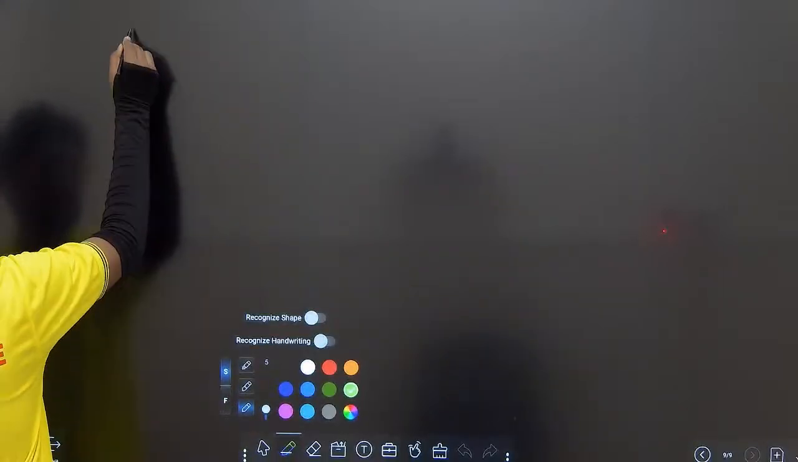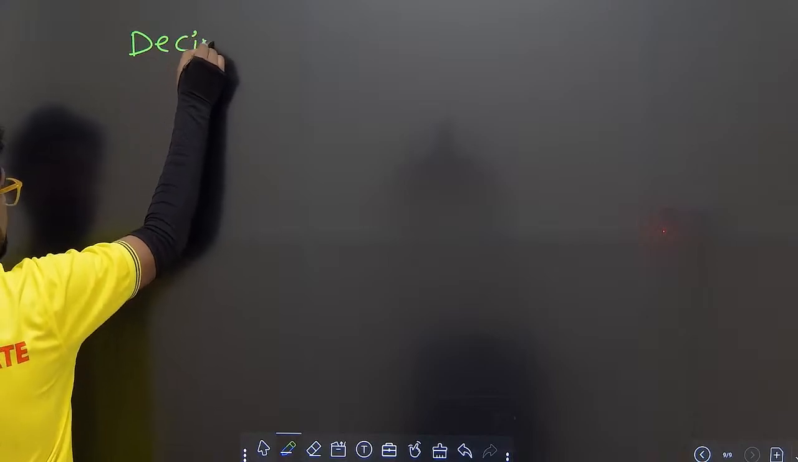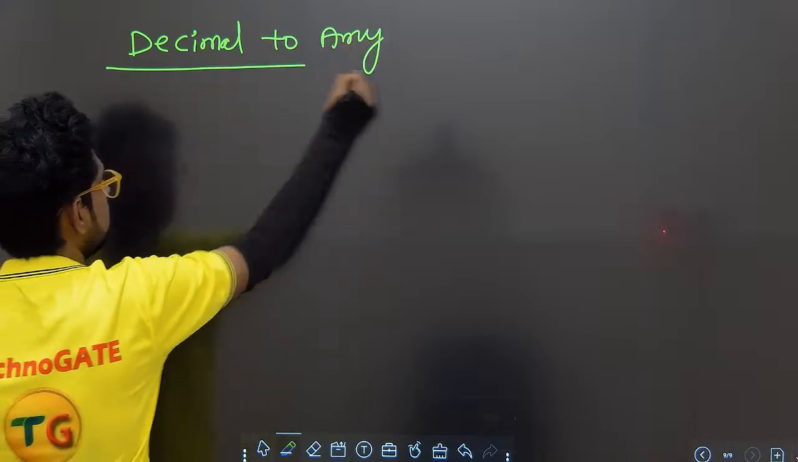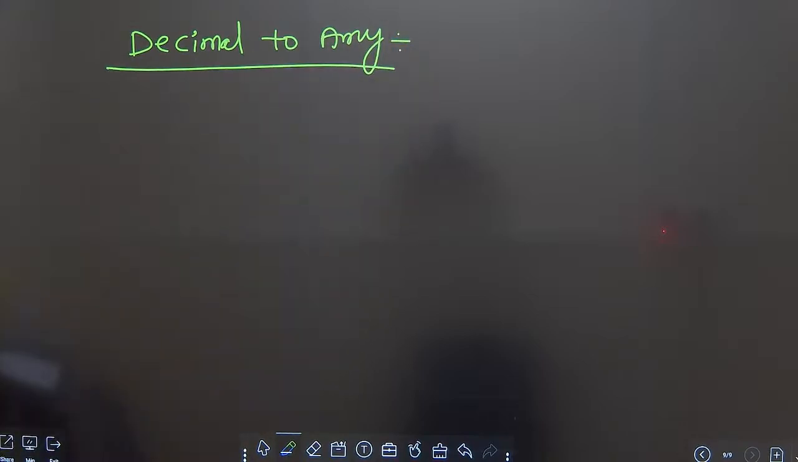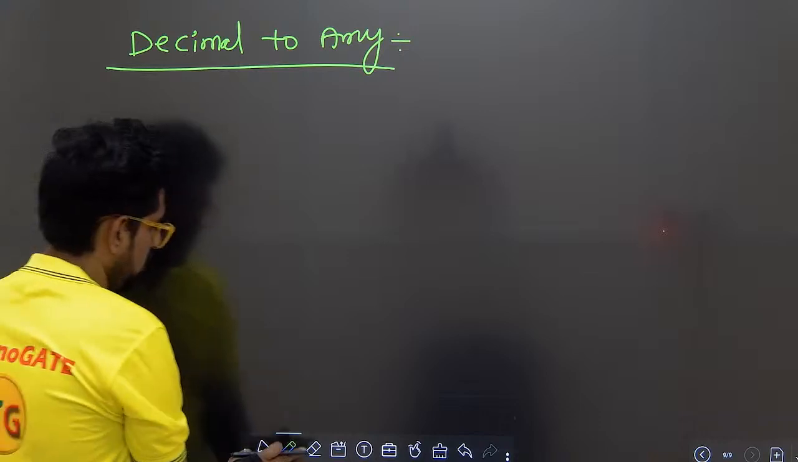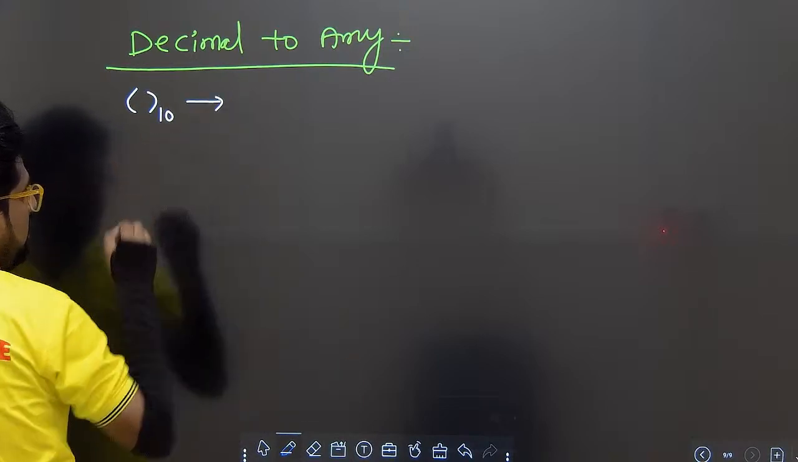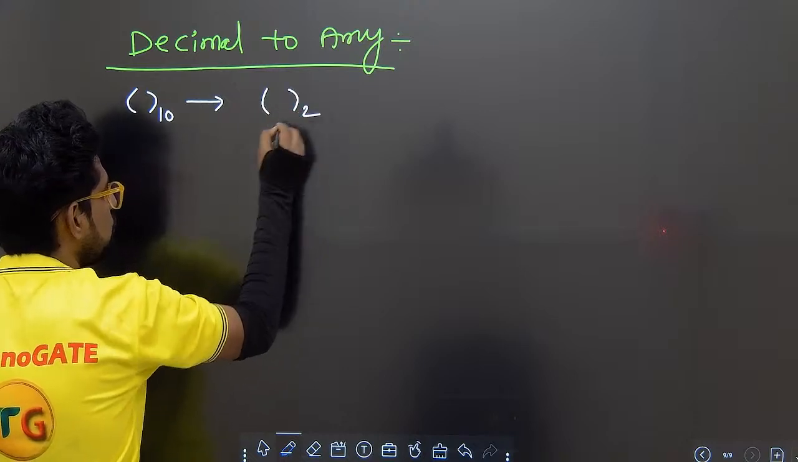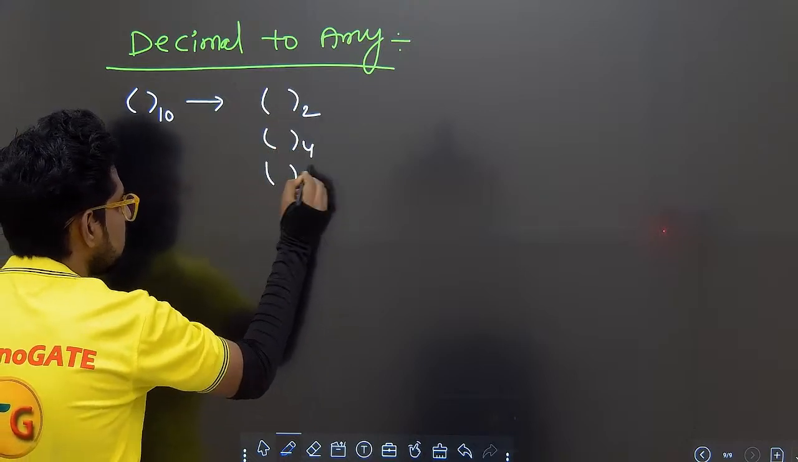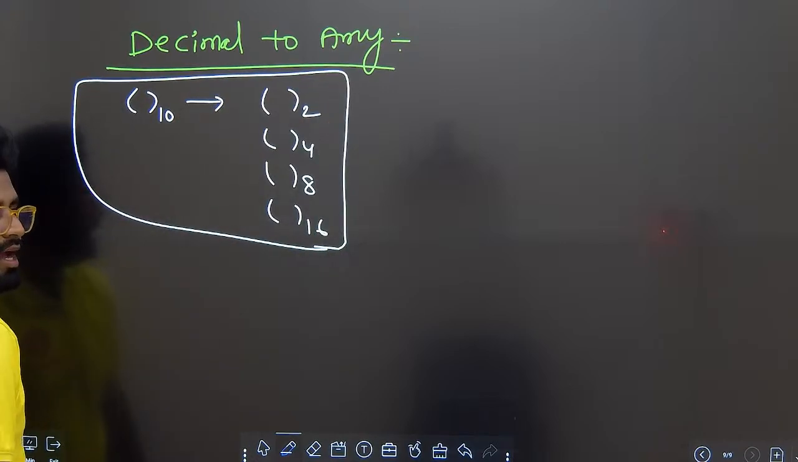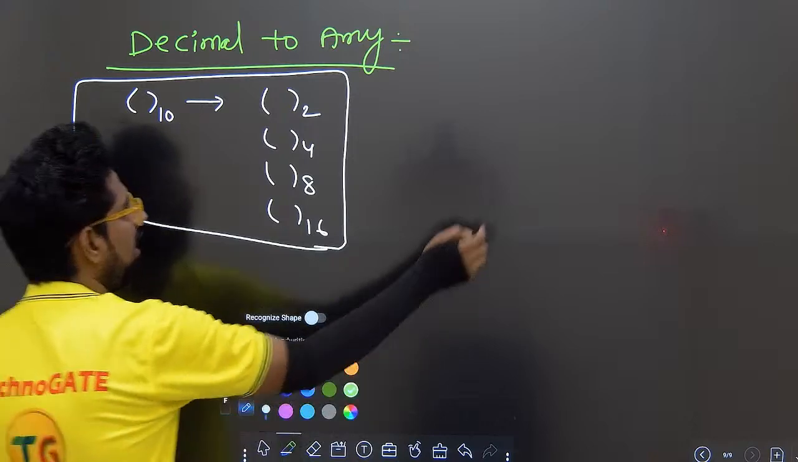So let me elaborate each and everything here. Decimal to any. So first all of you put the heading decimal to any. Decimal means what? We know the radix is base 10. Any means what? Base 2 or base 4 or base 8 or base 16. This is the first model. And the second model I will tell is any to decimal.